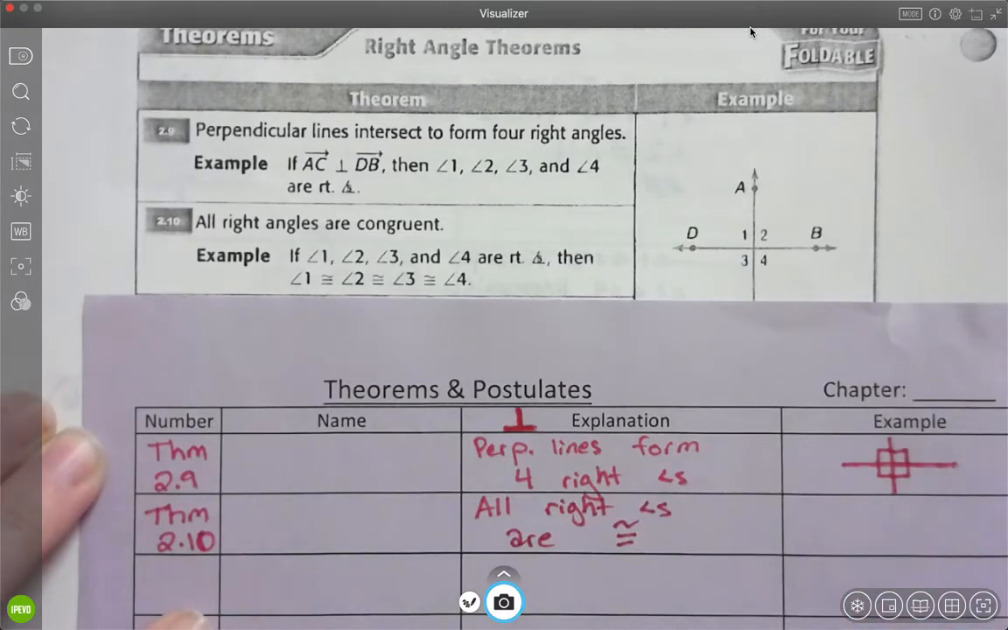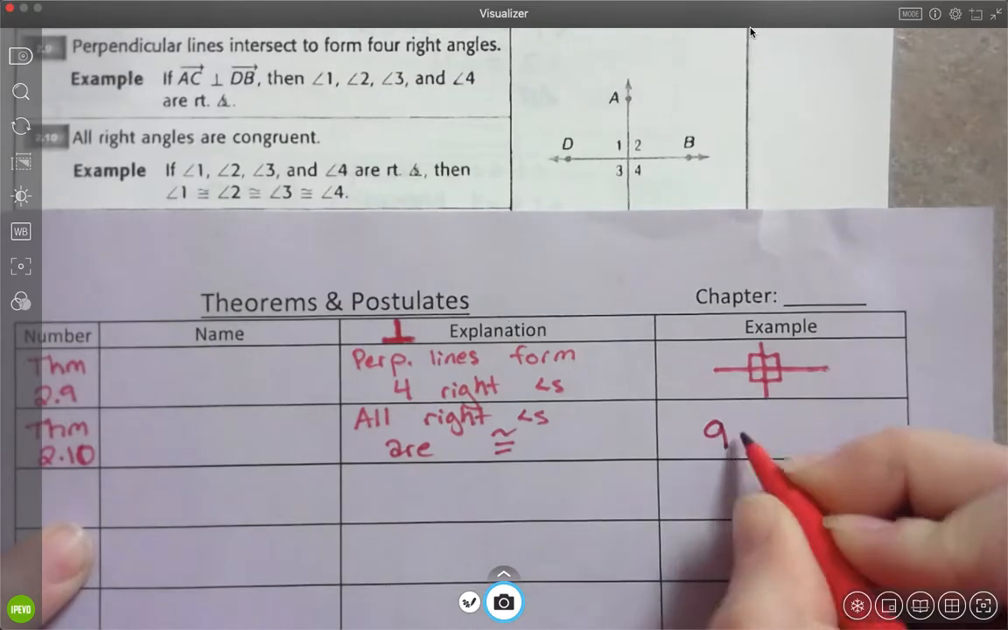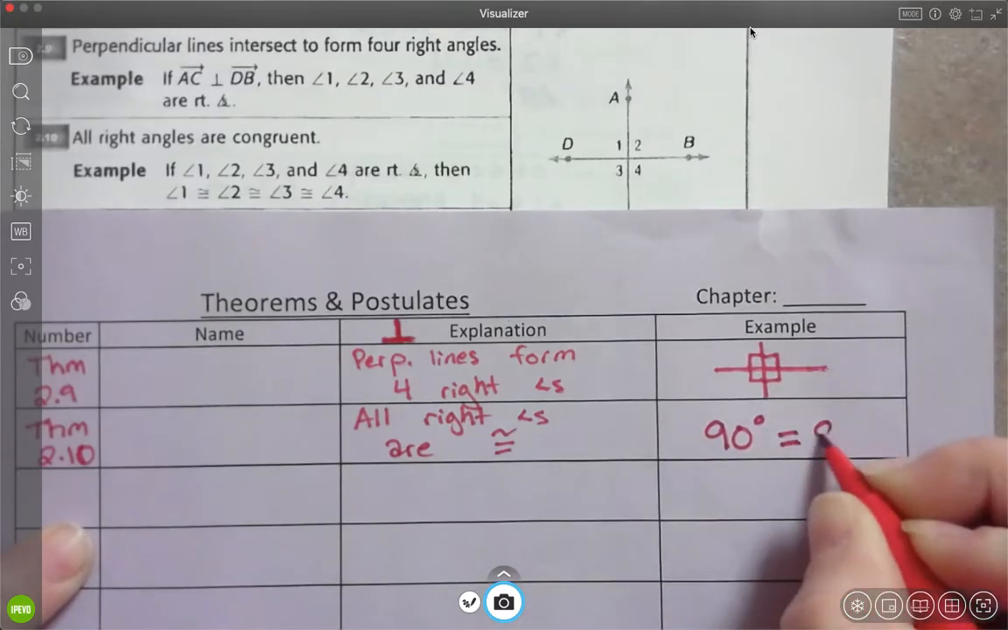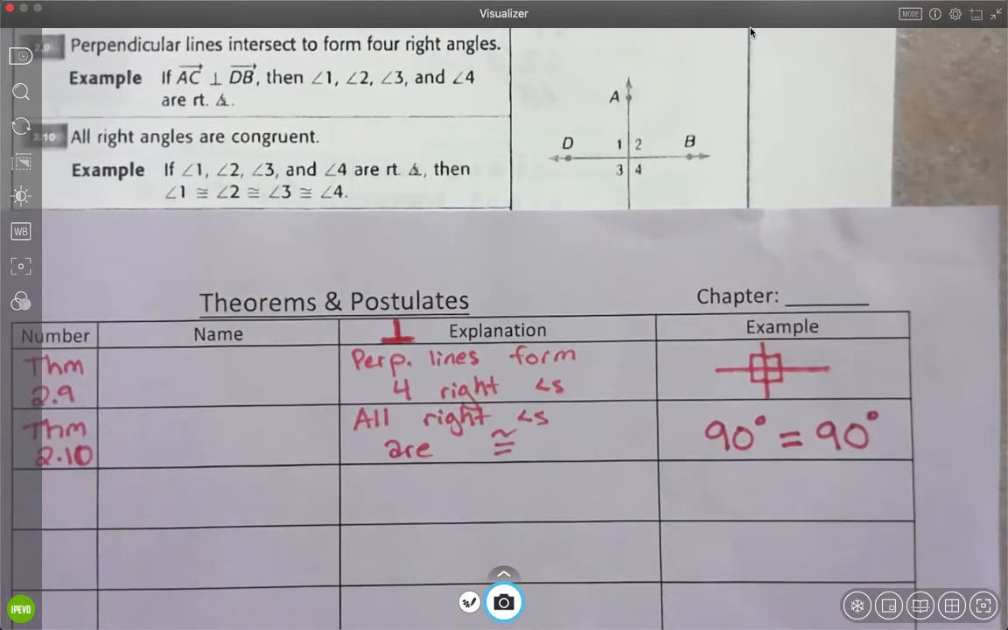That's kind of silly. I'm just going to do like 90 degrees. If it's 90 degrees, it's equal 90 degrees. That's kind of silly. All right angles are the same. All right, 2.11.